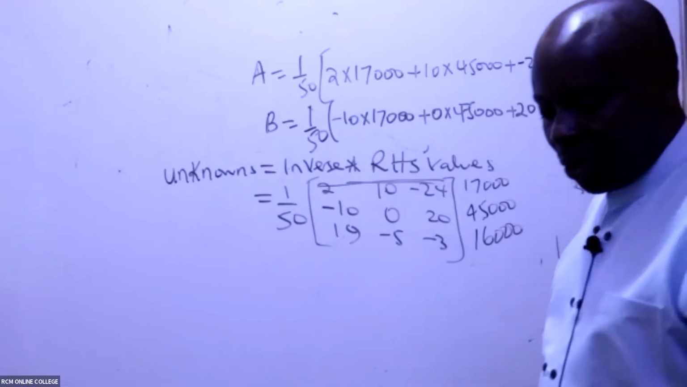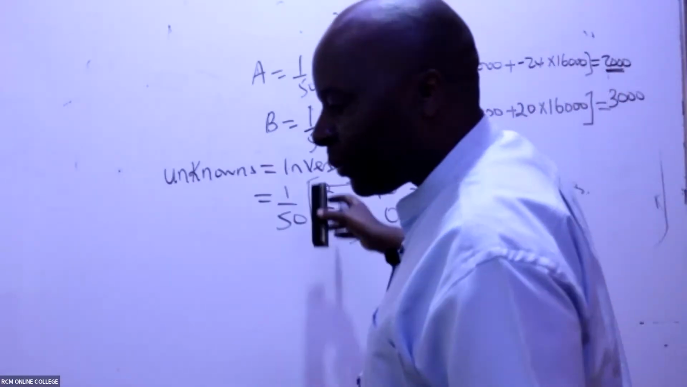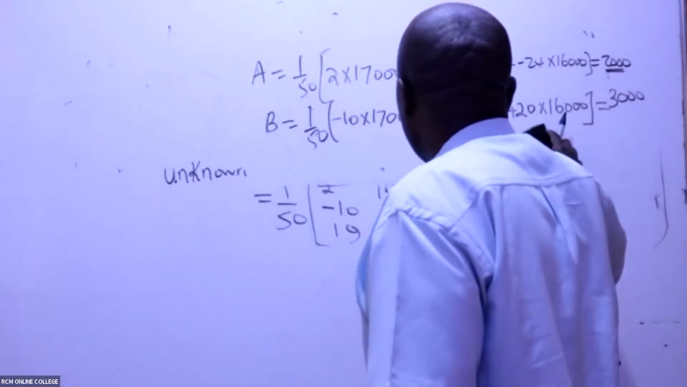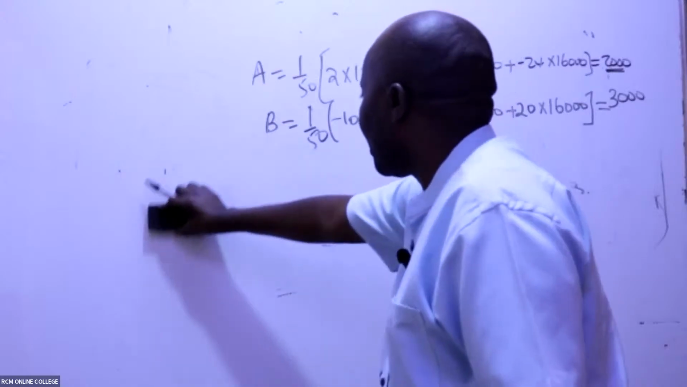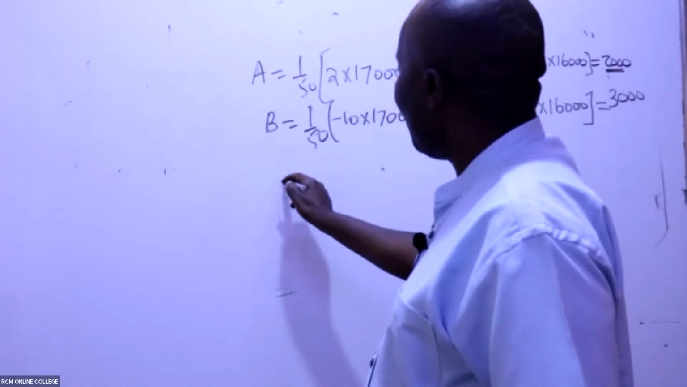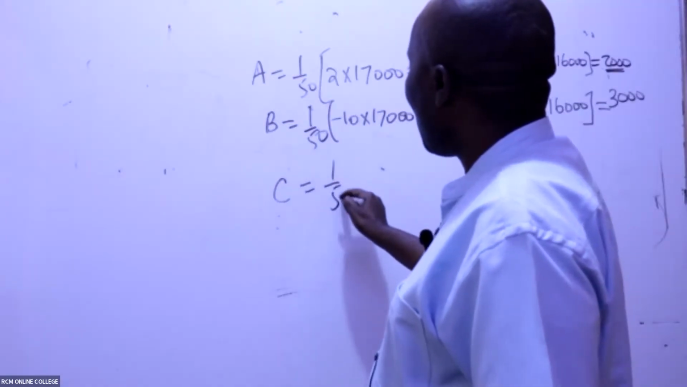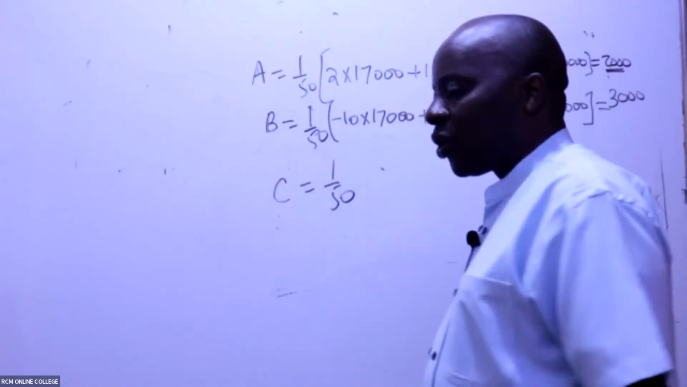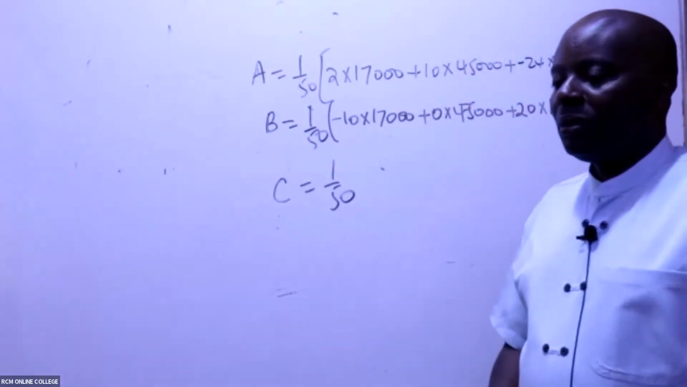For C, you shall again come here and do the same concept. It will be 1 over 50 times the third row, but I know the concept is already at home.